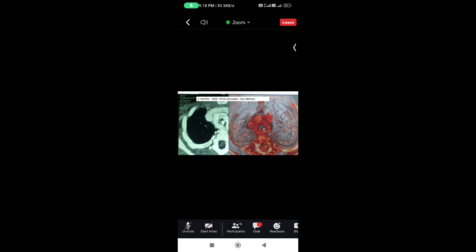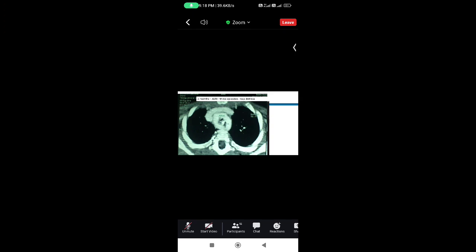And to give you a frightening picture, this is how it looks in color. Okay, this is a double aortic arch. You are able to make out a double aortic arch compressing the trachea like this.